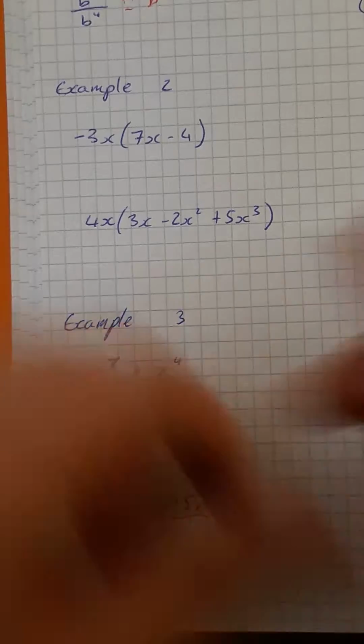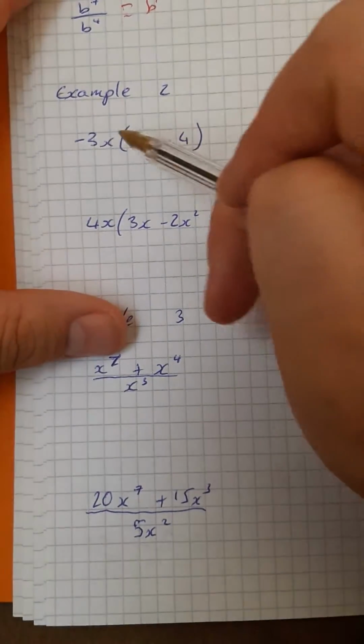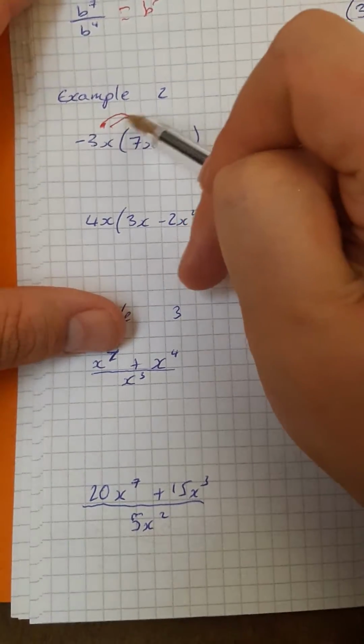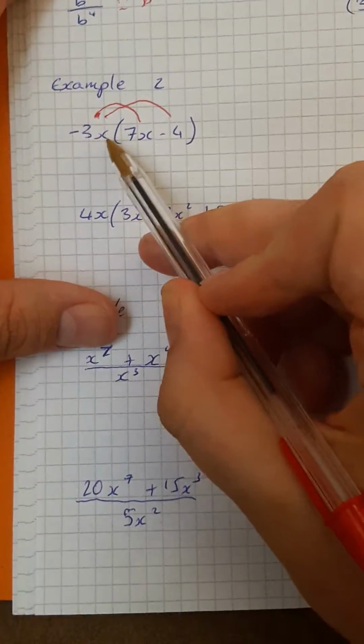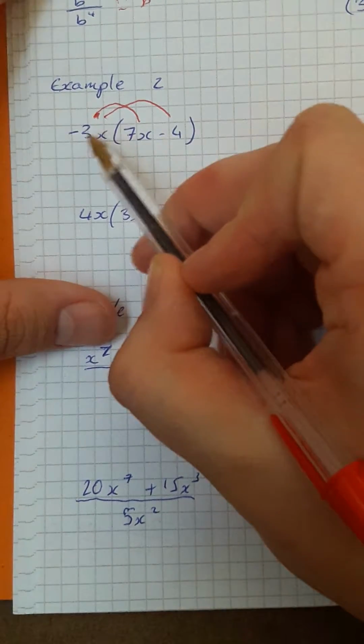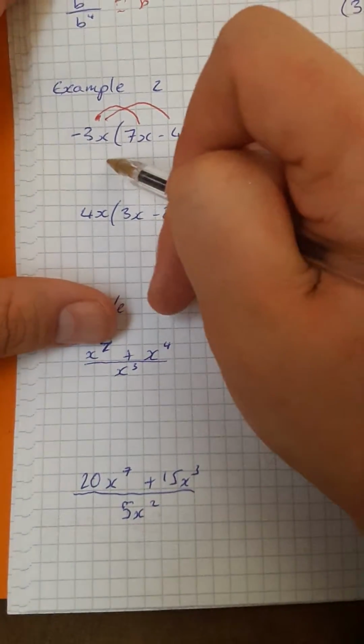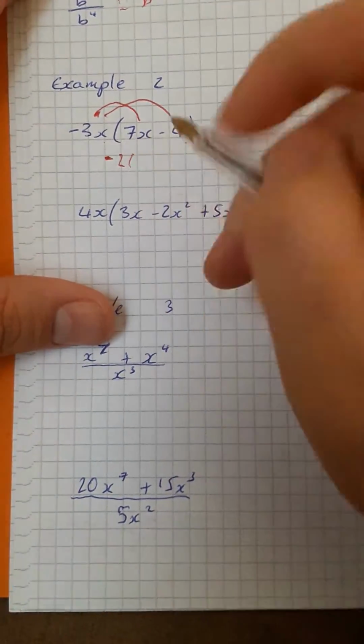So now we're expanding brackets. Well, first thing we need to remember when we're expanding brackets is that this number, or whatever this is, is going to times by every single thing inside here. So I'm going to do minus 3x times 7x. I'm also going to do minus 3x times minus 4. So minus 3 times 7 is minus 21. X times x is x squared.